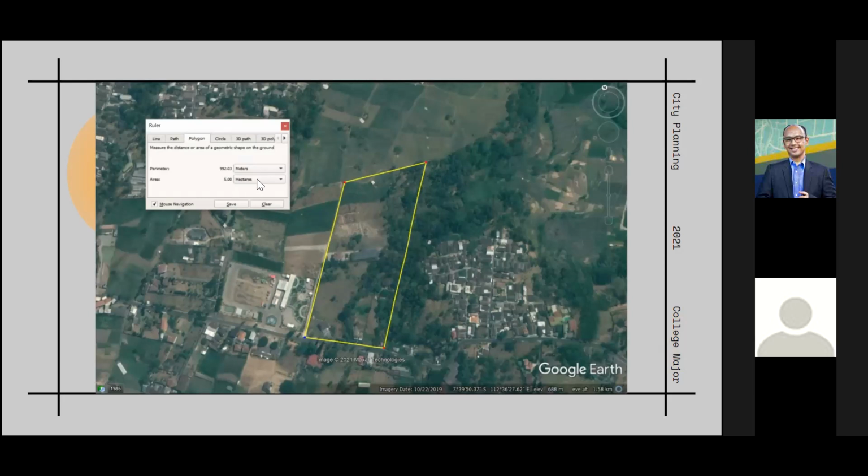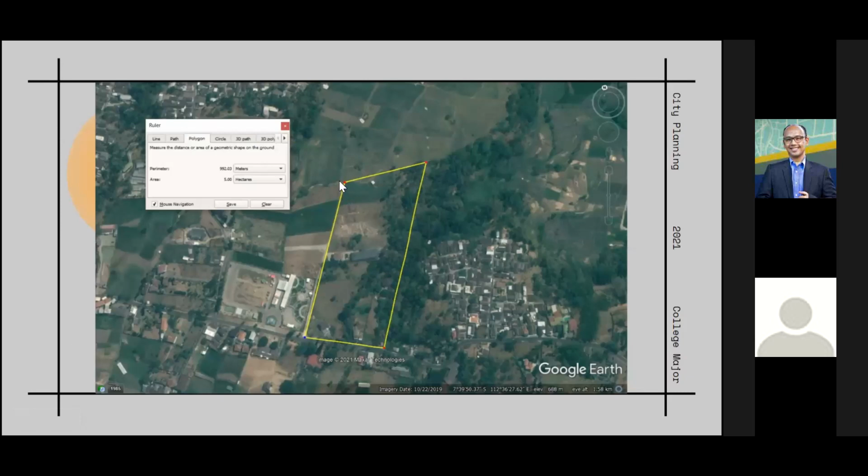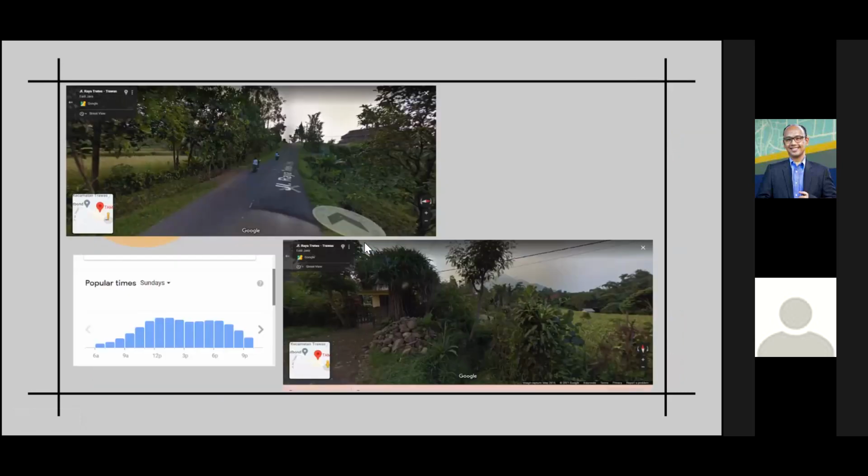It is 5 hectares, as required for the big task, and it's not flat land, because it's near some mountains. So this is how it looks. Jalan Raya Tretes and Jalan Raya Trawas are continuous, one straight road. The popular time is on Sundays because this is a tourist place, so the density is really high on Sundays.